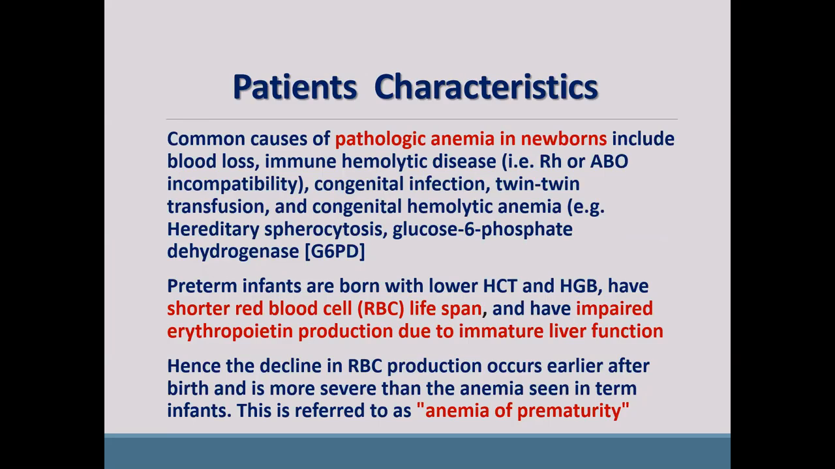The preterm infant who is born with lower hematocrit and hemoglobin will have a shorter RBC lifespan and impaired erythropoiesis due to immature liver function. So the decline in RBC production occurs earlier after birth and is more severe than the anemia seen in term infants. This is called anemia of prematurity.